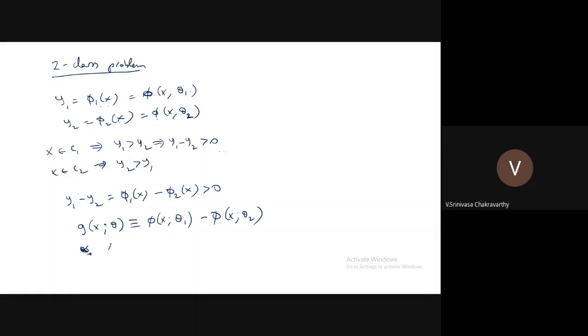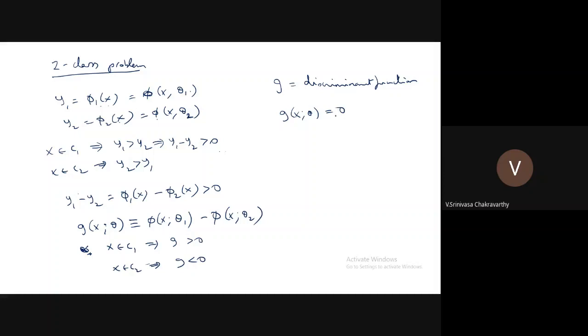And now the classification becomes like this. So, sorry, x is in C1 means g is positive. Okay, x is in C2 means g is negative. So g becomes all important. So g is now called a discriminant function. So g is the one that is differentiating the two classes. So we call it the discriminant function, and particularly g of x theta equal to 0, right?